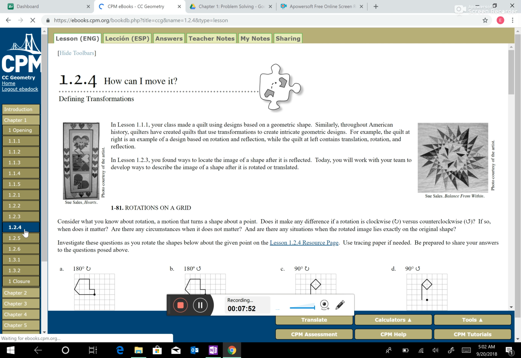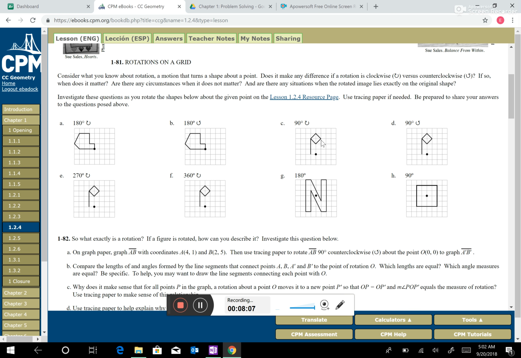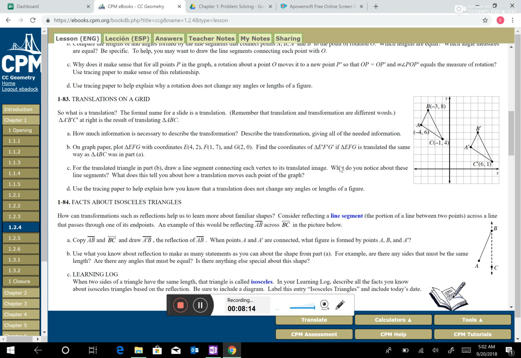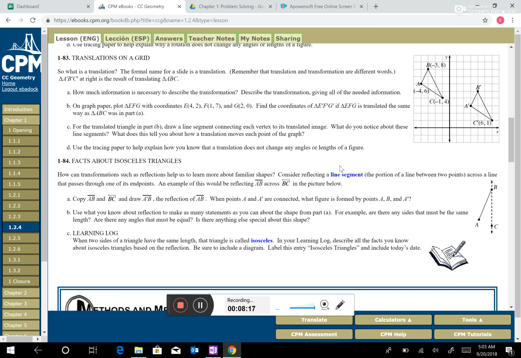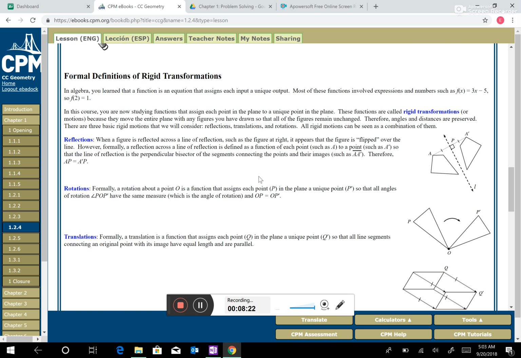Alrighty, then 1.2.4 was defining transformations. So again, this was all just more practice about transformations. So transformations is our umbrella word. It covers rotations, reflections, and translations. So you guys remember doing these problems. I gave you guys that worksheet as soon as you walked in the door and you guys started working on that. Then you guys just went through more translations and working through all of those things. So here are the actual definitions for reflections, rotations, and translations in case you want to refer back to that at all during any point.